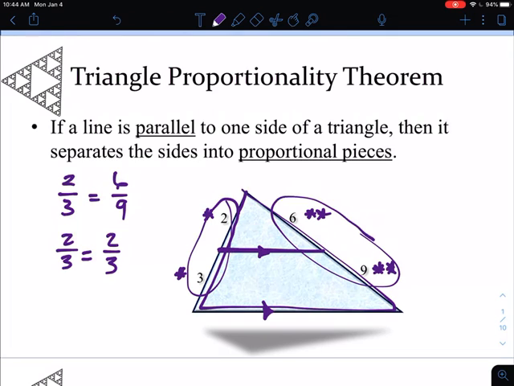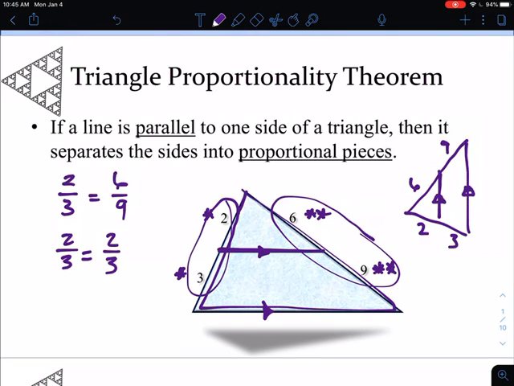Now the thing to note here is that, like we said, it doesn't matter about the orientation of the triangle. So if I had taken this same triangle and rotated it on its side, so let's say I do something like this, where now the parallel line is going this way. So this line is parallel to this line. I've still got my 2 and my 3. I've still got my 6 and my 9. Okay? So all I've done is taken this original figure and rotated it around.